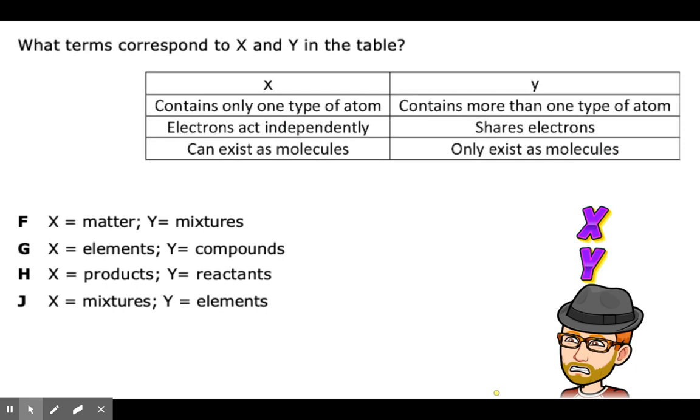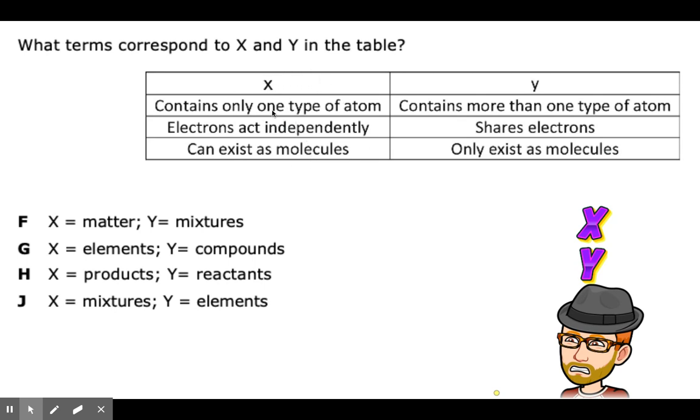What terms correspond to X and Y in the table? So we have X and Y. So we read about X, we read about Y, we look and see what the answers are. X contains only one type of atom, so already you should know what X is. And electrons act independently, and it can exist as molecules.